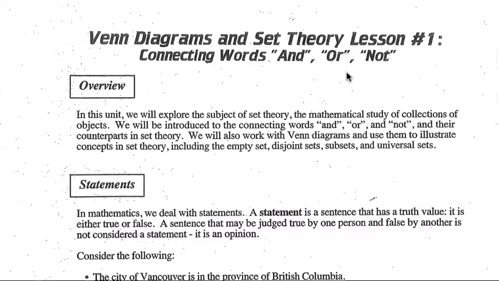Okay, so connecting words: and, or, not. This is what we're looking at today. Here's an overview of the unit. In this unit, we will explore what's called set theory. It's the mathematical study of collections of objects. We'll be introduced to the connecting words and, or, and not, and their counterparts in set theory eventually. We'll also work with Venn diagrams and use them to illustrate concepts in set theory, including empty set, disjoint sets, subsets, and universal sets. I'm sure you've had a little bit of experience with Venn diagrams in some other classes. We're going to apply that to mathematics through this unit.